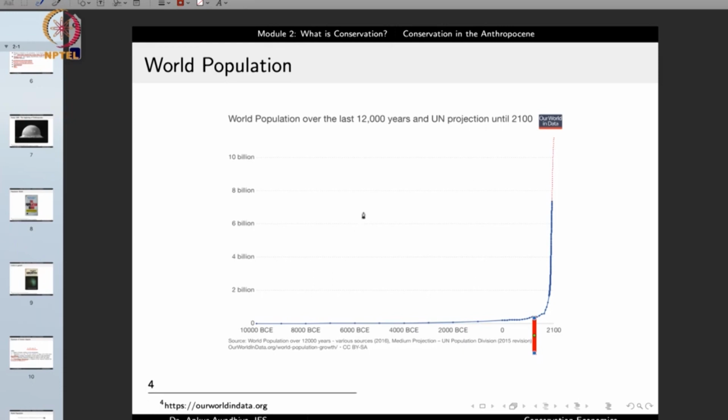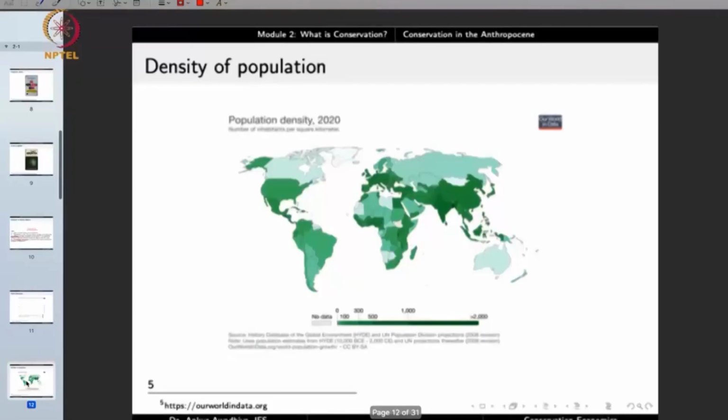So the P component of I is equal to P into A into T has been increasing, and the rate of increase has also been increasing. So it is now an exponential increase in population. If you look at the density of populations, there are a number of areas where the human population density is very large. Now, in those areas where we have a large human population, the impact of humans will be large. And so these are the areas where also the impacts of humans will be large.